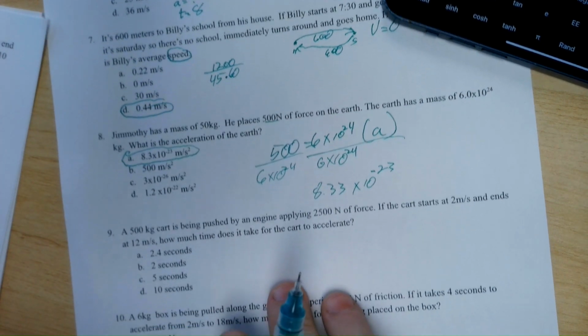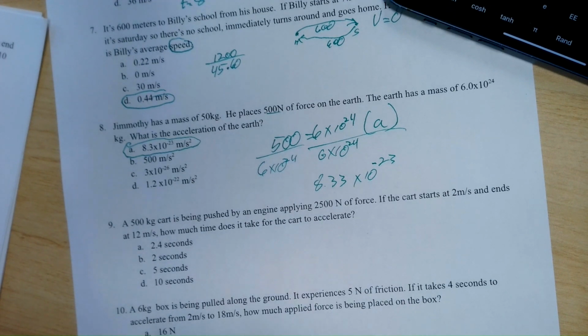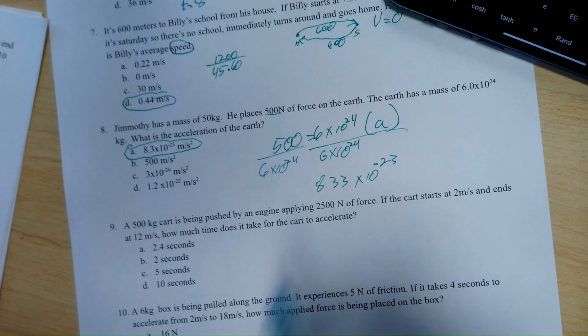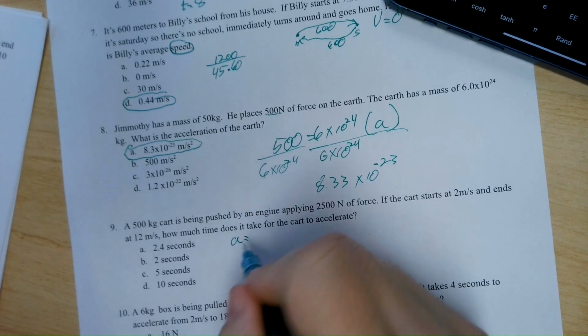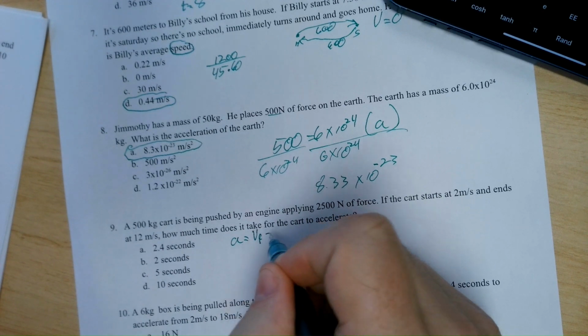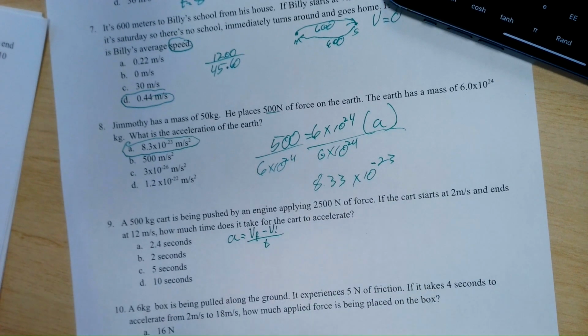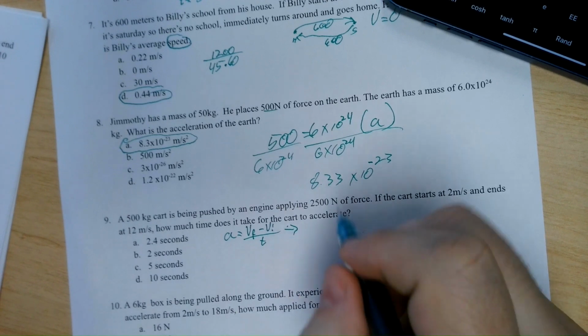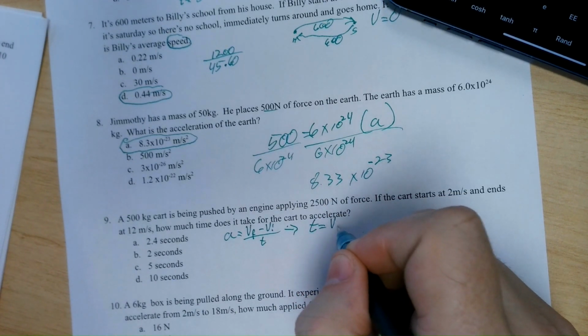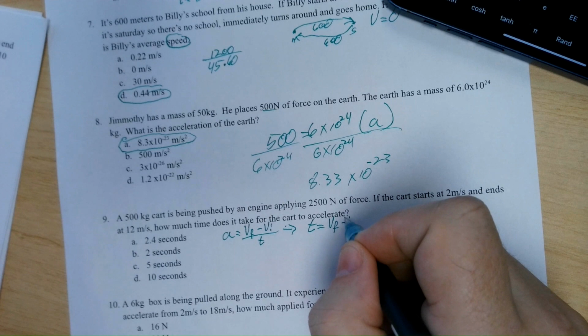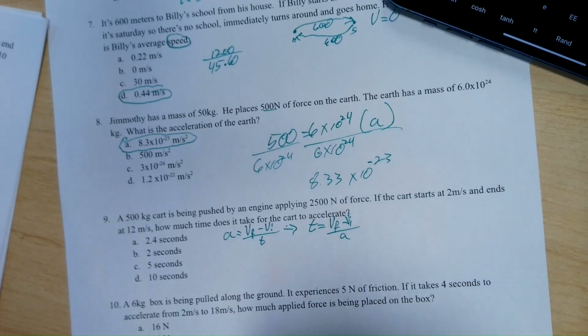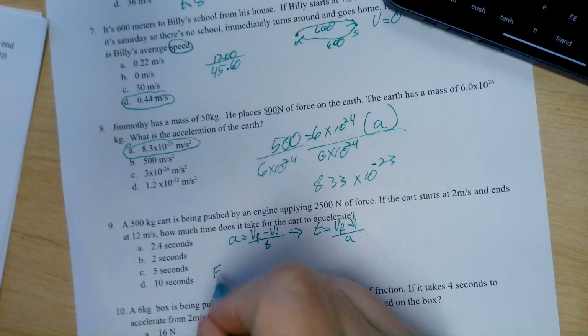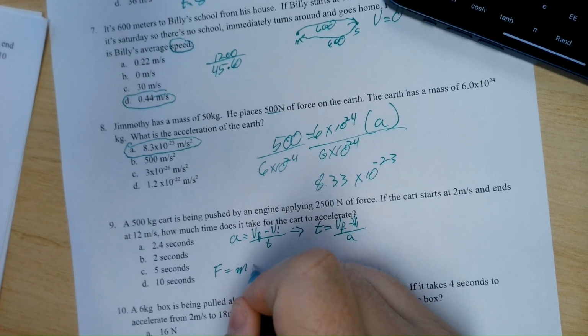this problem is asking. A 500 kilogram cart is being pushed by an engine supplying 2,500 newtons of force. If the cart starts at 2 meters per second and ends at 12 meters per second, how much time does it take for the cart to accelerate? So we need to figure out the acceleration. And our formula for acceleration is final velocity minus the initial velocity over time. So I'm going to go ahead and rearrange that as time is equal to our final velocity minus initial velocity divided by acceleration. We still need the acceleration, so let's go ahead and plug that in from our force equation.